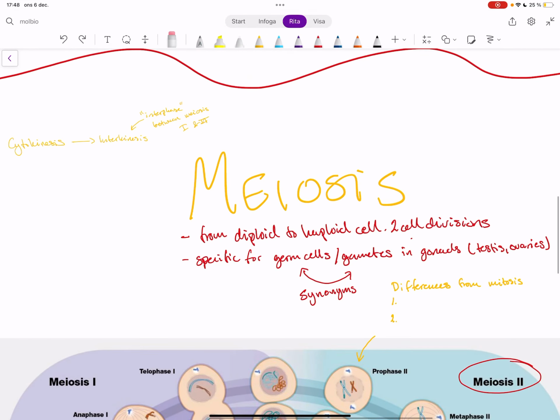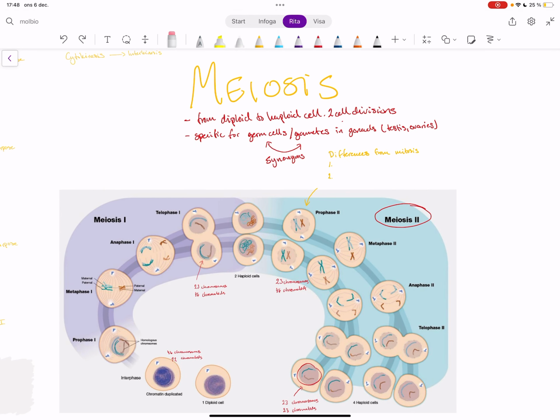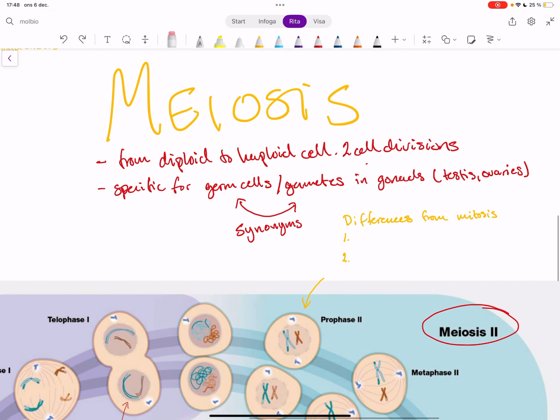Okay, so let's talk meiosis. So, basics. The purpose of meiosis is for a cell to go from diploid to haploid, or a single set of chromosomes, and it contains 2 cell divisions. And meiosis is specific for germ cells or gametes and gonads. And germ cells and gametes are synonymous, according to my professor.